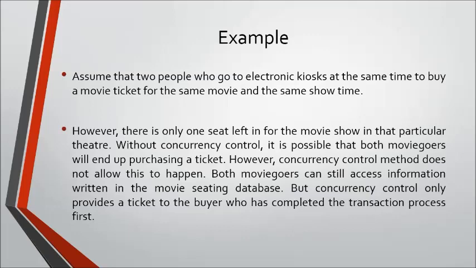So for example, assume two people go to an electronic kiosk at the same time to buy a movie ticket for the same movie and the same show time. However, there is only one seat left for the movie show in that particular theater. Without concurrency control, it is possible that both moviegoers will end up purchasing a ticket. However, the concurrency control method does not allow this to happen. Both moviegoers can still access information written in the movie seating database. But concurrency control only provides a ticket to the buyer who has completed the transaction process first.